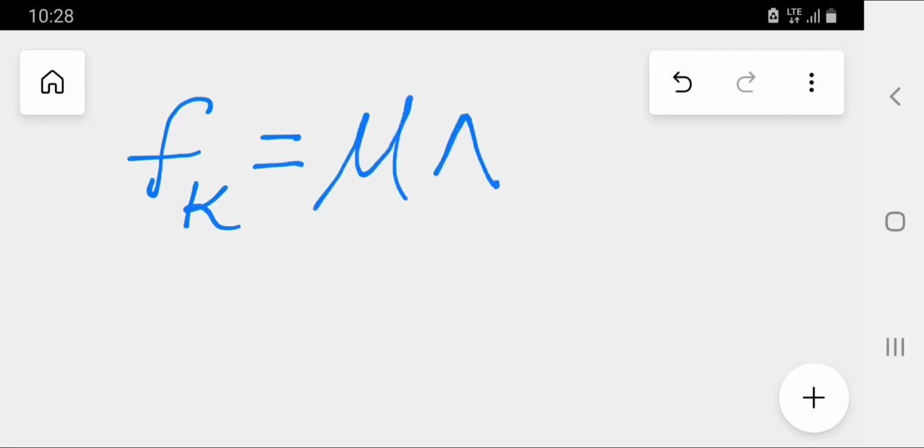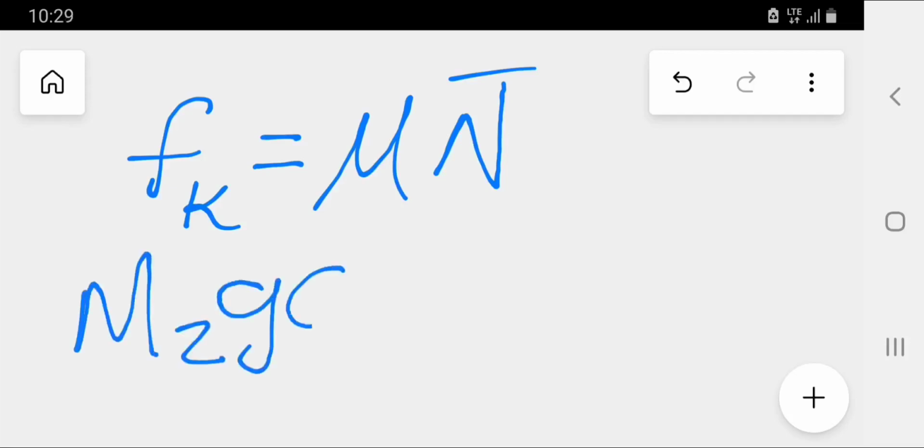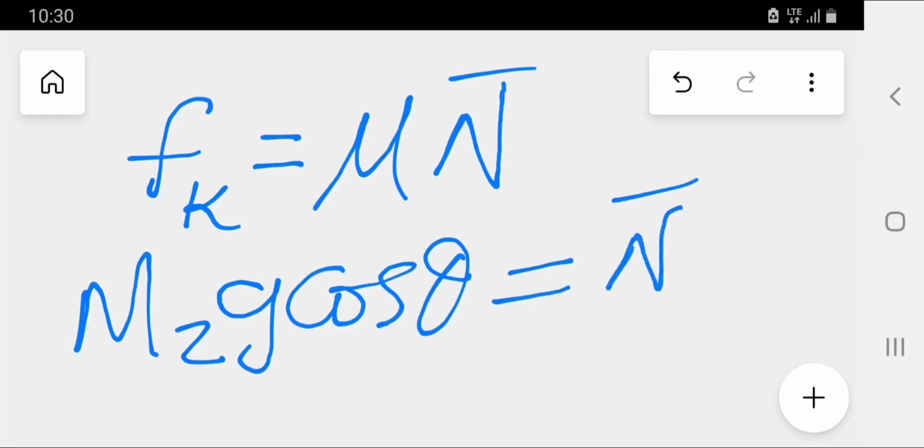And we know that the kinetic friction is related to the normal force. So the first thing you're supposed to do is identify this kinetic friction. The kinetic friction is equal to mu, which is a constant, times the normal force. And you know that the normal force is equal to the pull of gravity. What is the pull of gravity here for the normal force? It is m2 g cos theta. So as I've already said, this is equal to the normal force.